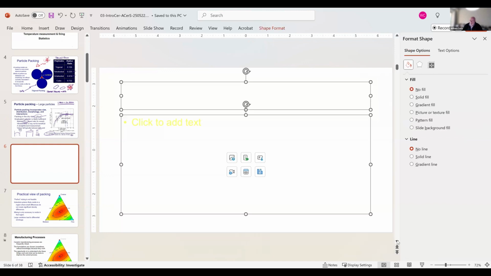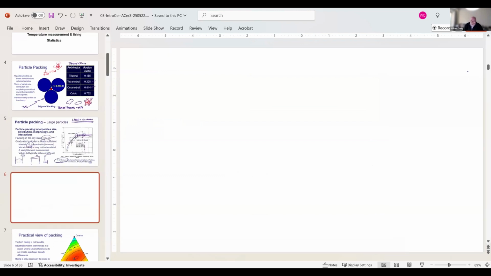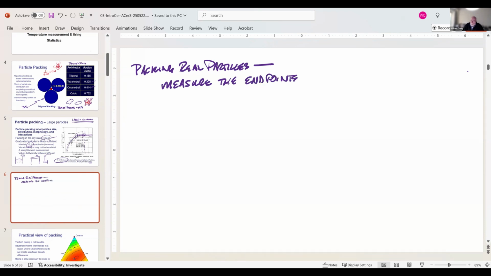All right. I mentioned that you need to calculate packing. How do you estimate packing? So to get packing of real particles, I have to measure the endpoints. That means I have a coarse particle, for example, and I measure then the packing of the coarse particle.